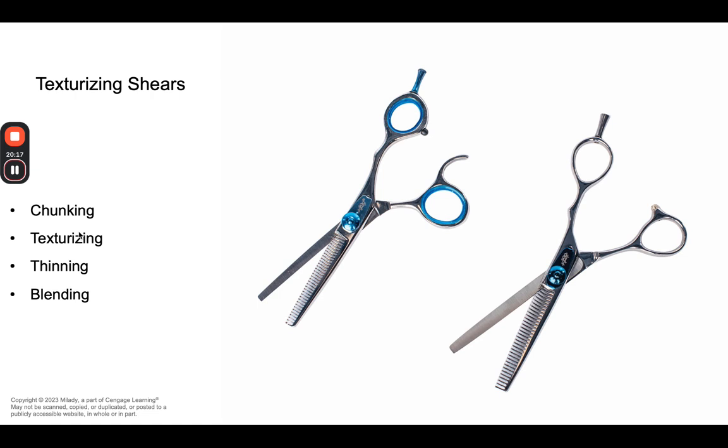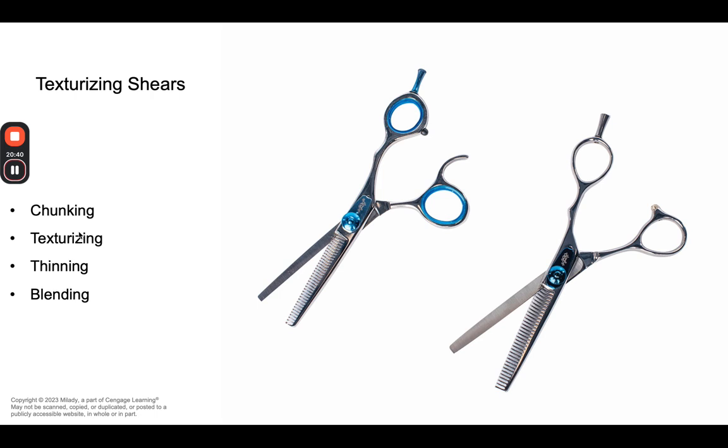So chunking shears. Chunking shears usually have between 5 to 9 teeth, and they're great for taking out big sections. And the wider the space between the blades, the more pronounced the cutting will be. Then you have texturizing shears, which have between 14 and 19 teeth, and they're used to add increased blending.